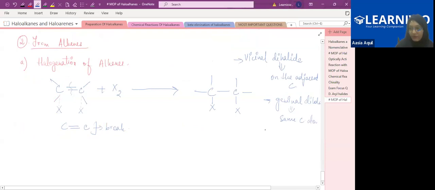Suppose this again is your ethane, and these two halogen groups attach on the same carbon like this. So these two X and X are attached on the same carbon. This type of halide is known as geminal dihalide.